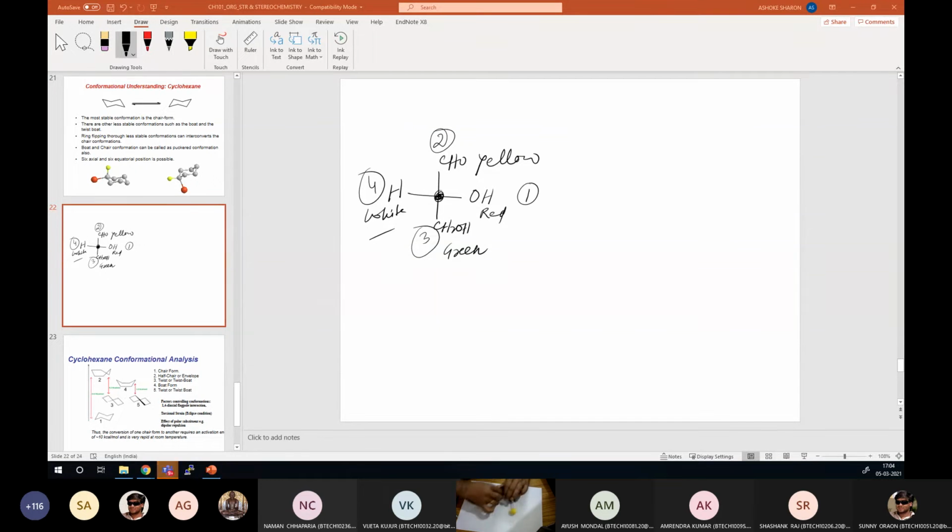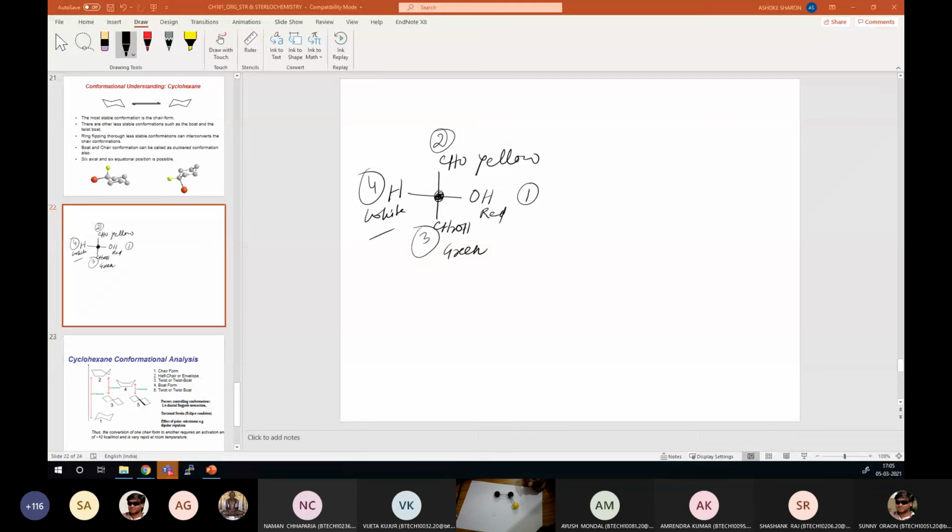Now, can we make one plane with 3 atoms? Why not? 1, 2, 3. One plane, one triangle can come. Why can't a triangle form here? Right? So this is simple: one plane can form using the 3 points, right?